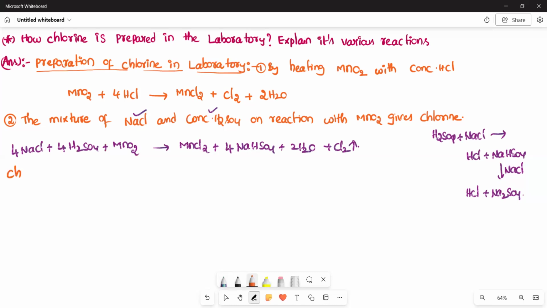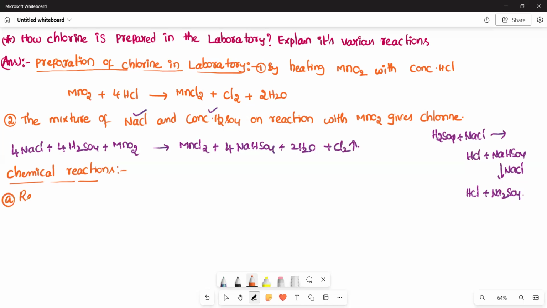Next one, chemical reactions of chlorine. What are the chemical reactions of chlorine? Basically, chlorine is also an oxidizing agent. After fluorine, ozone and oxygen, chlorine is a strong oxidizing agent. What kind of reactions will it do?